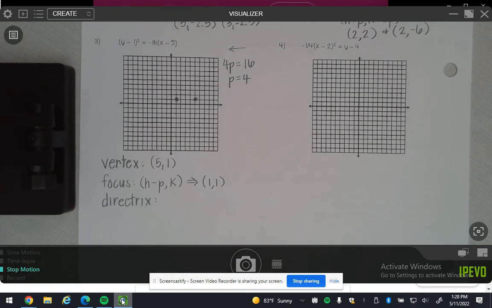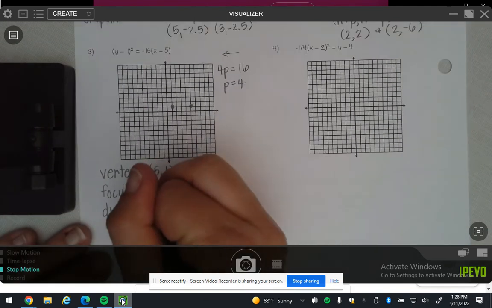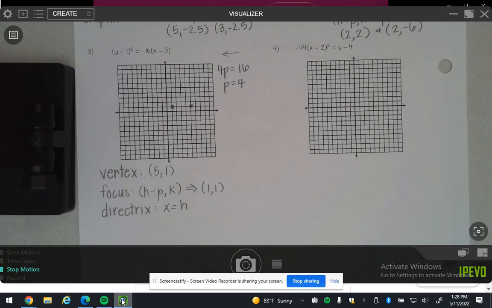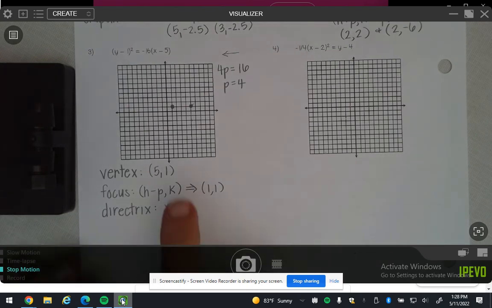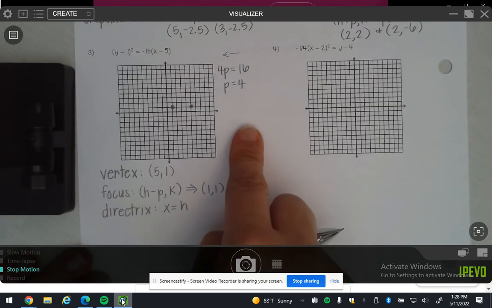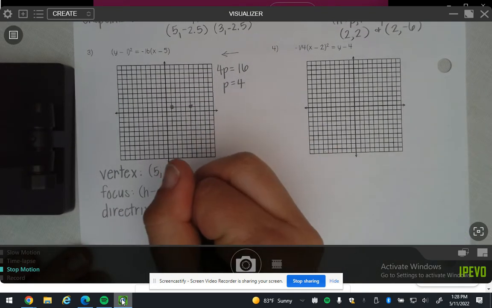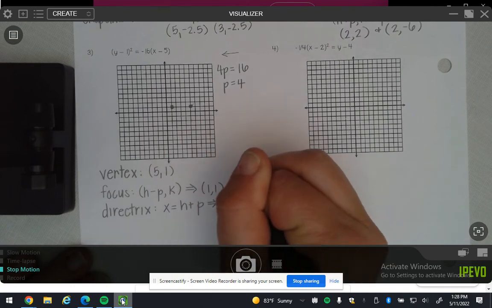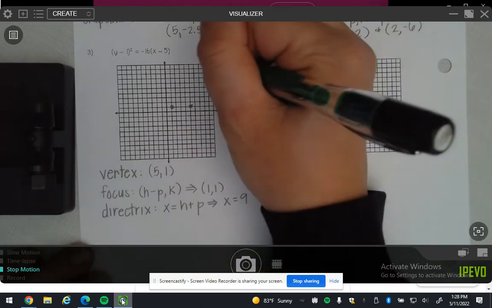Directrix. Left or right is an X equals. It's going to be H. But in this direction, my directrix is going to be to the right of my vertex, right? So I'm going to add P. So this will be X equals 9.